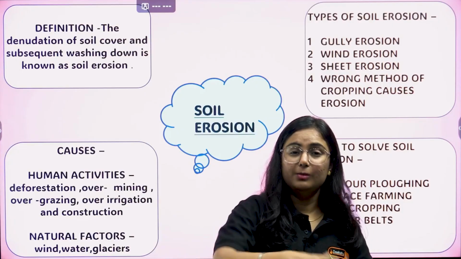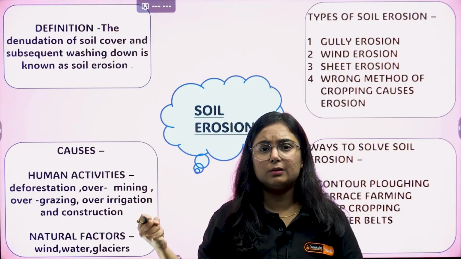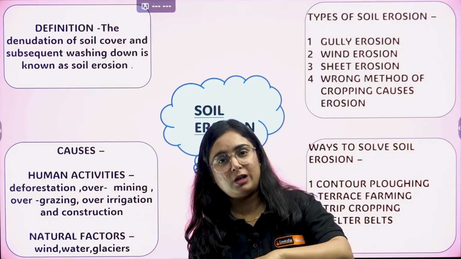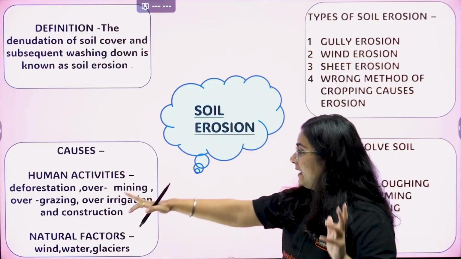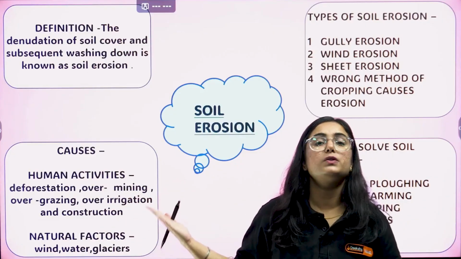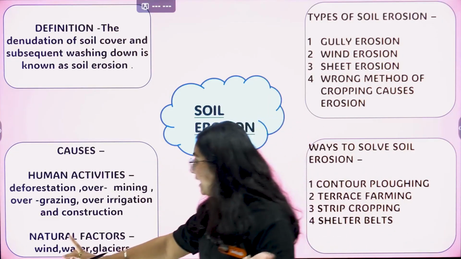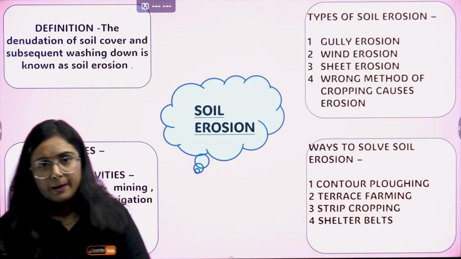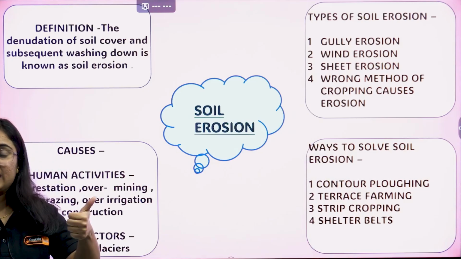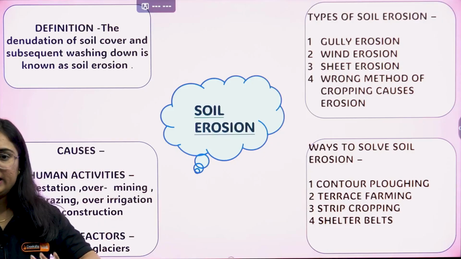Overgrazing: animals don't know, they are animals. They grab that grass so much that the soil also comes along. So overgrazing, and construction, particularly we are just cutting the forest for construction work, which leads to soil erosion. Natural factors are wind, water, and glaciers. Now let us talk about the types of soil erosion: gully erosion, wind erosion, sheet erosion. I'll tell you in detail what they are.